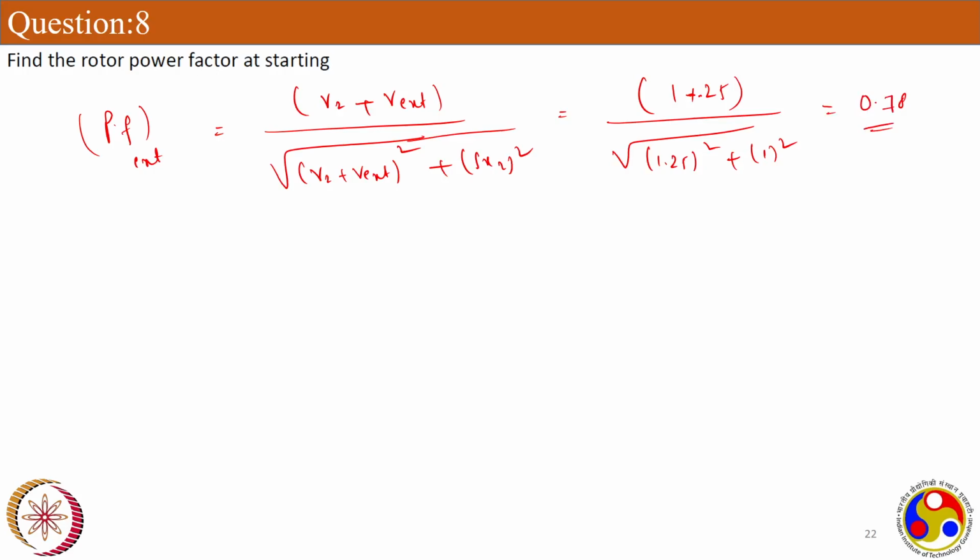Previously we were getting 0.2. So by adding just an external resistance to the rotor, you can get an improved power factor at the starting. During running conditions they will slowly remove it. That's another concept, because running power factor will always be much higher than the starting. We got the running power factor around 0.9 or something in the previous case. So only during starting condition we require this arrangement.